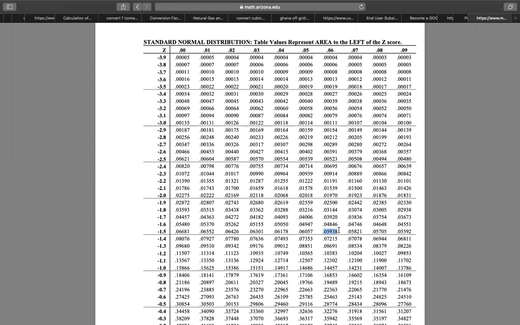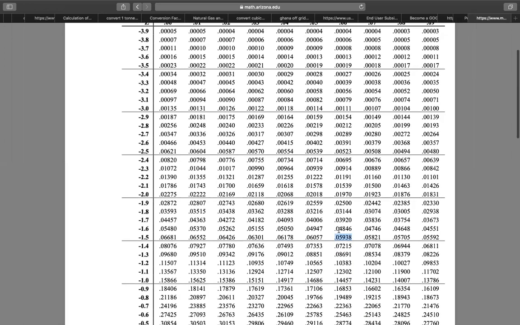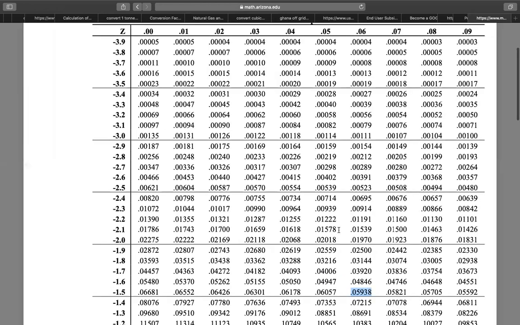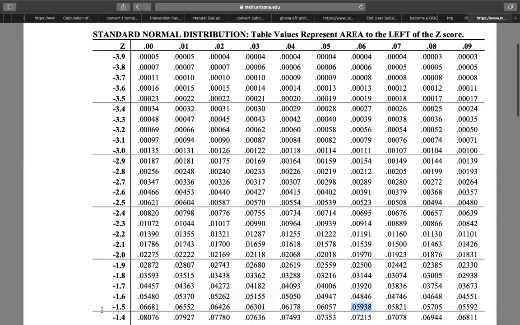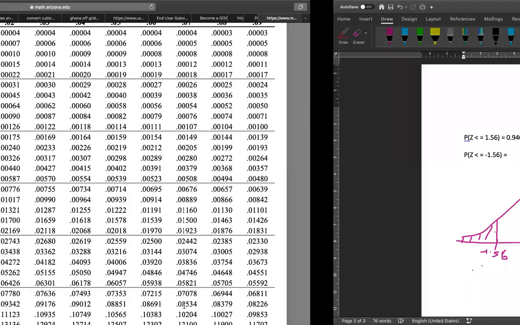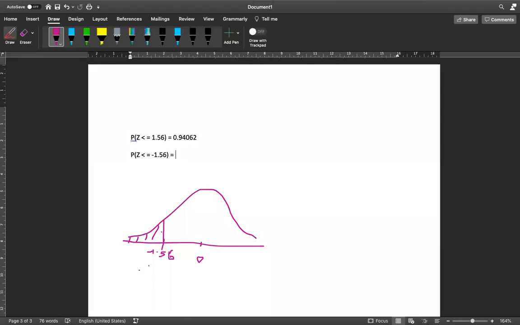I'm kind of straining my eyes. Is it 0.28774? No, I can't really see. Is that 0.05938? That's great. What was the value? 0.05938. Okay, so basically that is it.